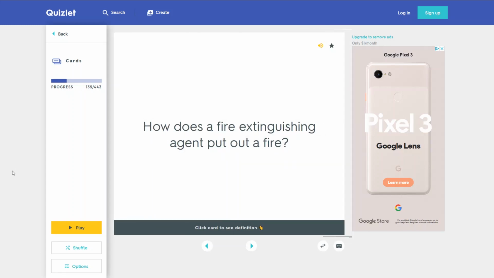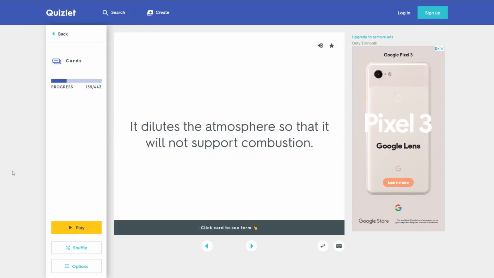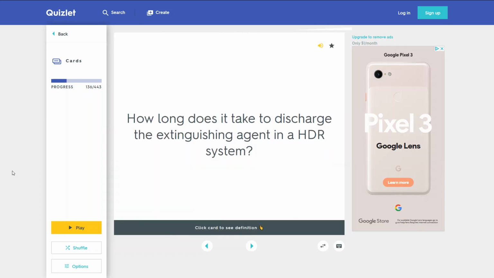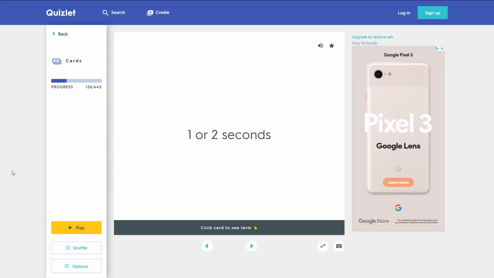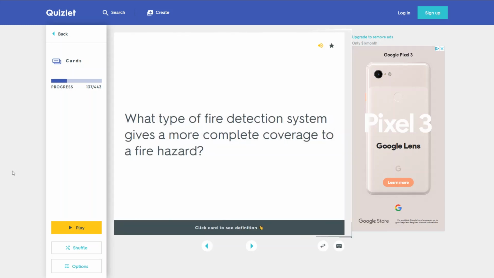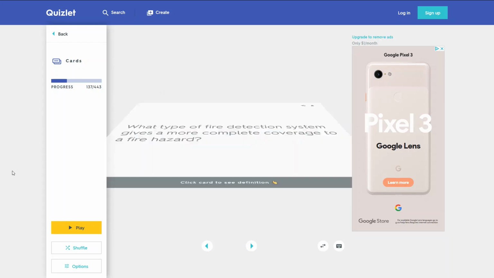How does a fire extinguishing agent put out a fire? It dilutes the atmosphere so that it will not support combustion. How long does it take to discharge the extinguishing agent in a HRD system? 1 or 2 seconds. What type of fire detection system gives a more complete coverage to a fire hazard? Continuous loop.